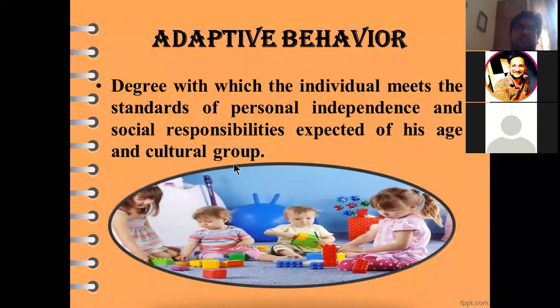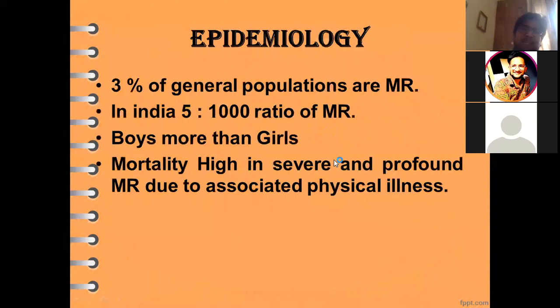For example, in first year, you might not be very mature. Now you are in third year, and you are going to become final year, and you are still maturing. If you are not mature for your age, that is called maladaptive behavior. Okay. Keeping this in mind, we will go to the epidemiology of mental retardation.